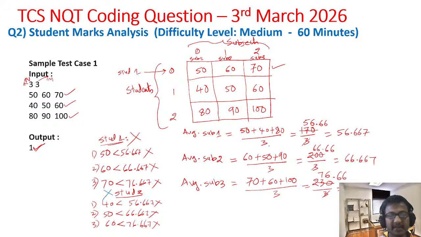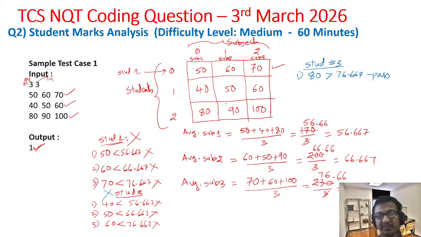Now we calculate for student 3. I am writing for student 3 here. What are his marks in the first subject? 80 marks, which is greater than 76.667. That means he passed in subject 1.